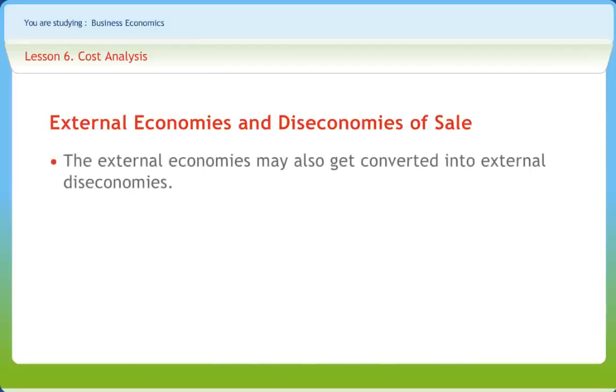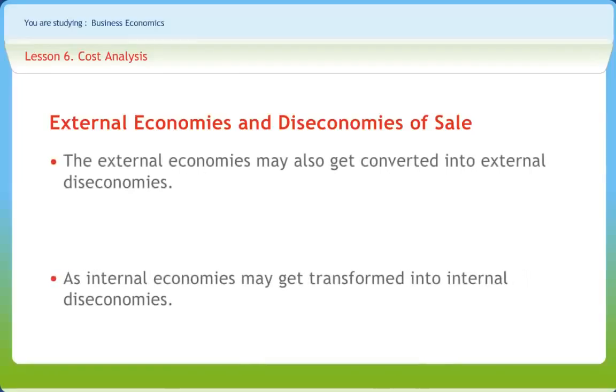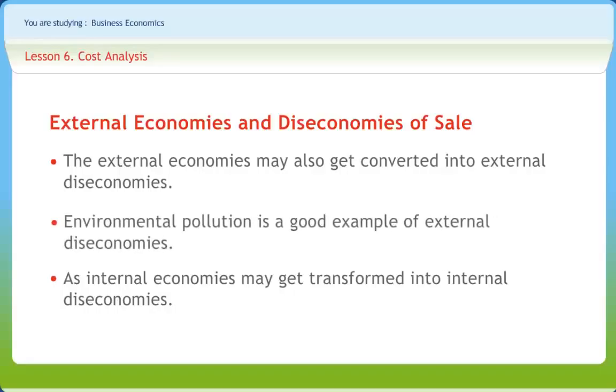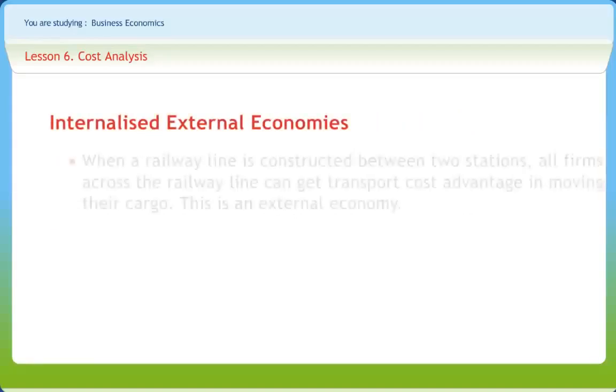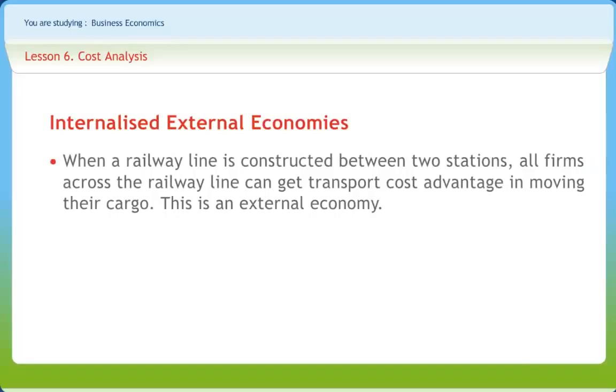The external economy may get converted into external diseconomy when the industry expands in size indefinitely and the control of the industry becomes a problem. Environmental pollution is a good example of external diseconomies, as a result of which private as well as social costs of production may increase.